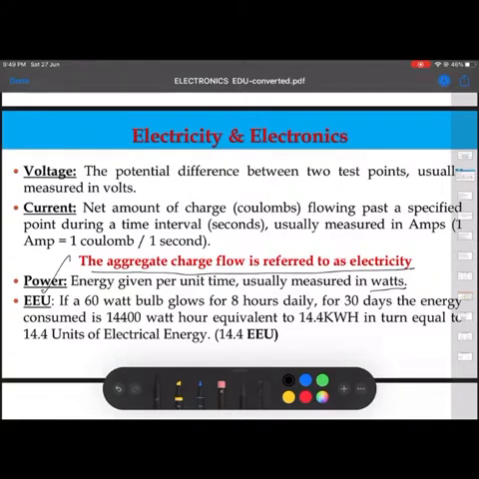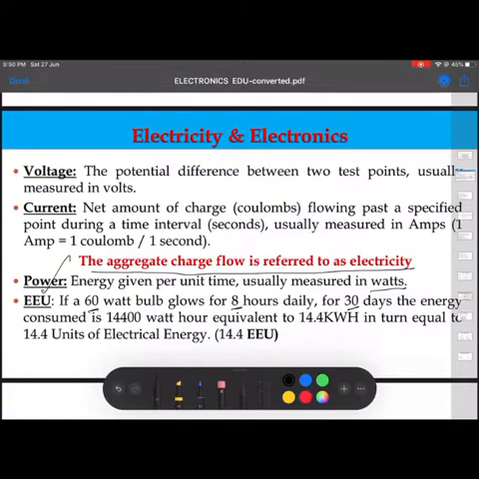Now, one unit which we frequently come across in our house when we get an electric bill is called the electrical energy unit. Let's understand what that is. It's simple. Assume a 60-watt bulb glows for 8 hours and 30 days, that means 1 month. The energy consumed will be how much? How do we find it? We multiply 60 by 8. That gives you watt hours. We multiply by 30. That gives me watt hours a day for the 1 month.